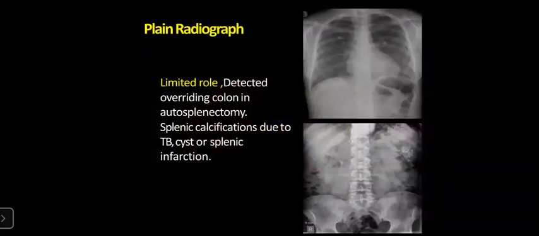Starting with plain radiograph, it has a limited role. It detects overriding colon in autosplenectomy and splenic calcification due to TB, cyst, and splenic infarction. Like we see in these pictures, there is overriding of the colon because of autosplenectomy. Here we have the splenic calcifications.